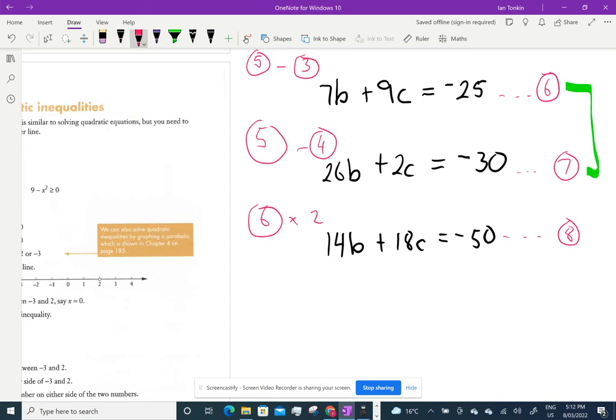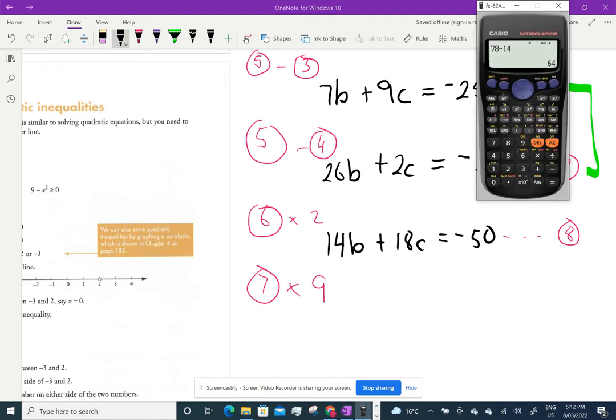Now, I'm going to do equation number 7 times 9. So this is a little bit harder. 9 times 26. Oh, goodness me. 9 sixes are 54. 9 twos are 18. 230. I'm just going to double check. 9 times 26. Yeah, 234.